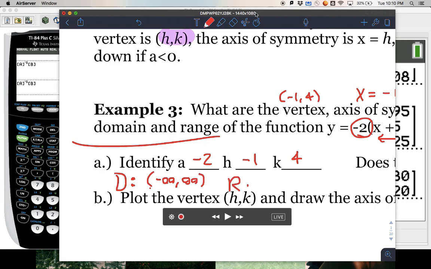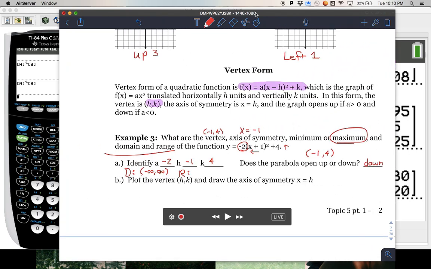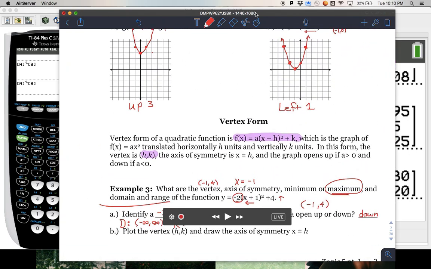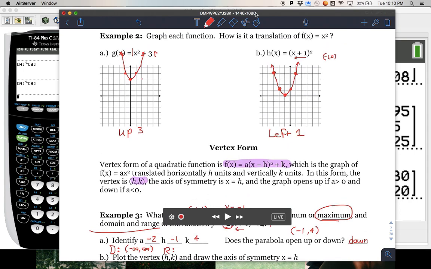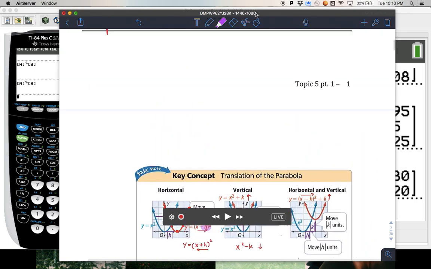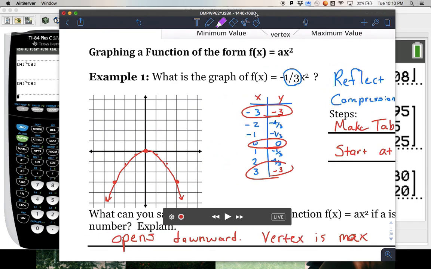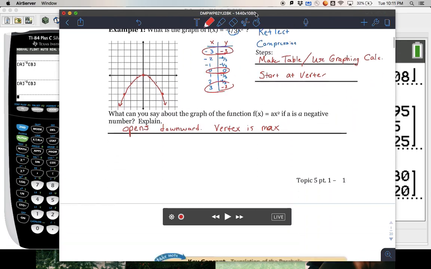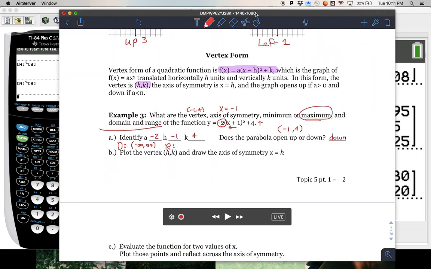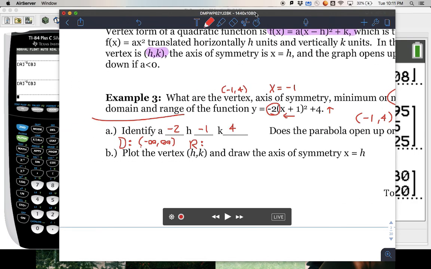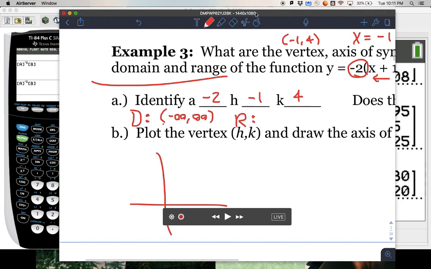And then range, you have to look at the vertex to figure out what's going on with the range. If it opens upward, we're going to say our values start at that vertex and then go towards infinity. And if it's opening downward, like maybe that first graph we saw, something kind of like this right here, you're going to say it's going from negative infinity up to the vertex point. So range will be a little bit different on these. Since they didn't give us a graph here, it's opening downward at negative 1 comma 4, so something kind of like over here.